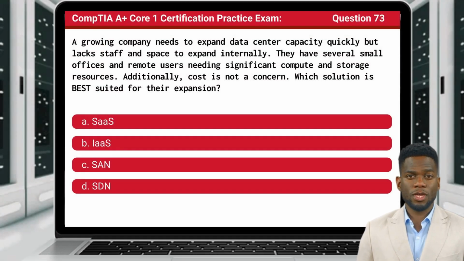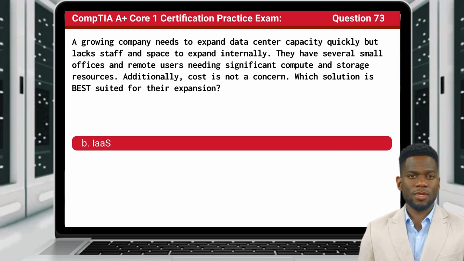Question 73. A growing company needs to expand data center capacity quickly but lacks staff and space to expand internally. They have several small offices and remote users needing significant compute and storage resources. Additionally, cost is not a concern. Which solution is best suited for their expansion? The answer is B. IaaS.